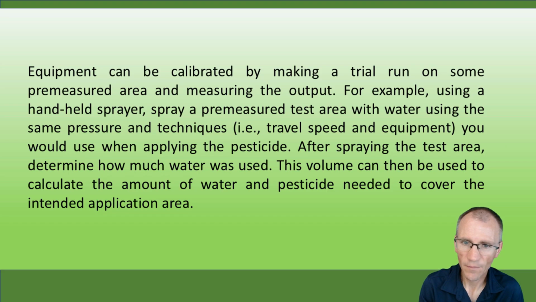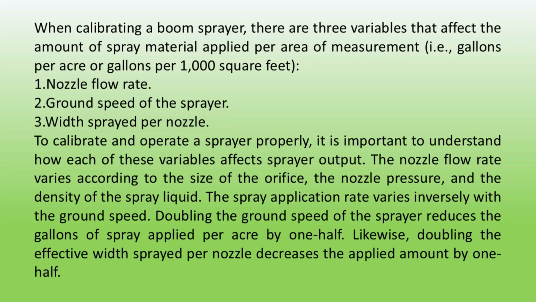When calibrating a boom sprayer, there are 3 variables that affect the amount of spray material applied per area of measurement, i.e. gallons per acre or gallons per 1,000 square feet. Number 1 is going to be the nozzle flow rate. Number 2 is going to be the ground speed of the sprayer. Number 3 is going to be the width sprayed per nozzle. To calibrate and operate a sprayer properly, it is important to understand how each of these variables affect sprayer output.